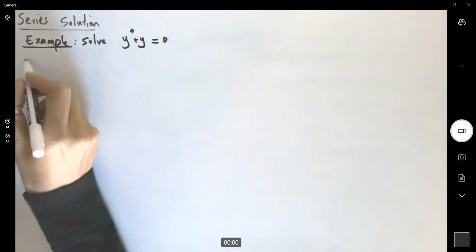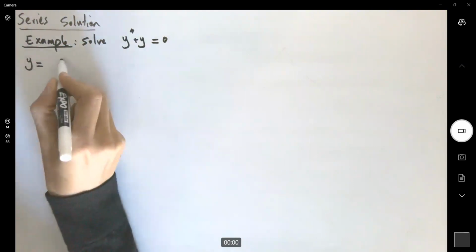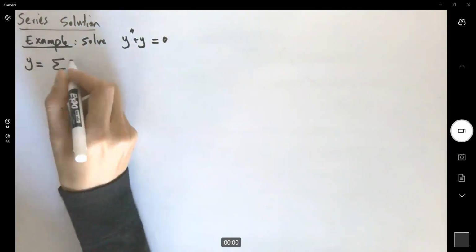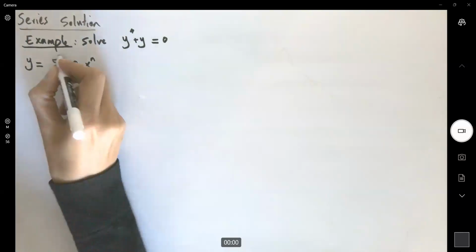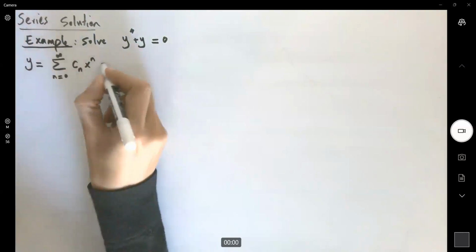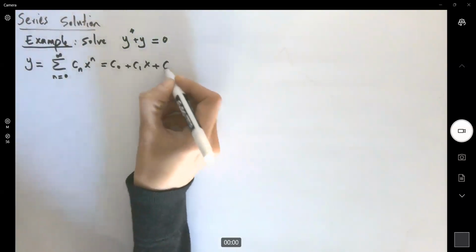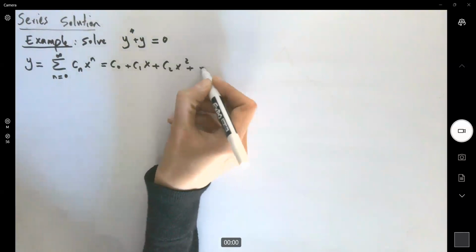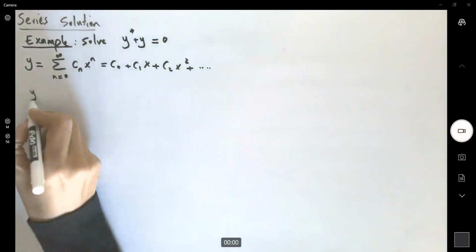So let us assume that y is equal to a power series, the sum of c sub n x to the n, starting from 0 to infinity, which can be written as c sub 0 plus c sub 1 x plus c sub 2 x squared plus the rest of the terms. That's how we define a power series. Let's take the first derivative.